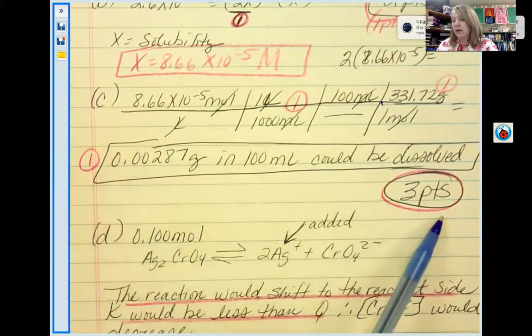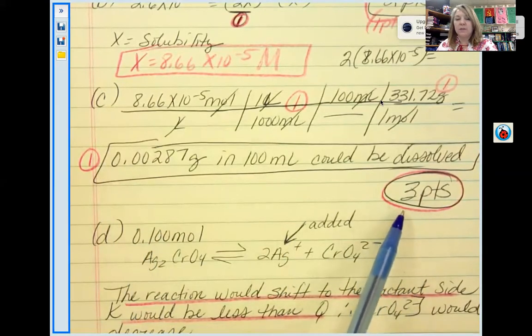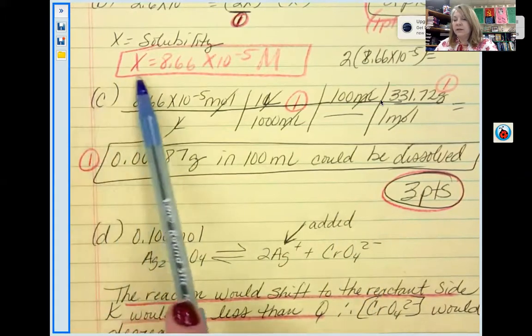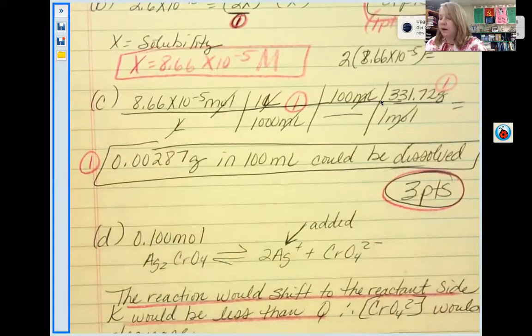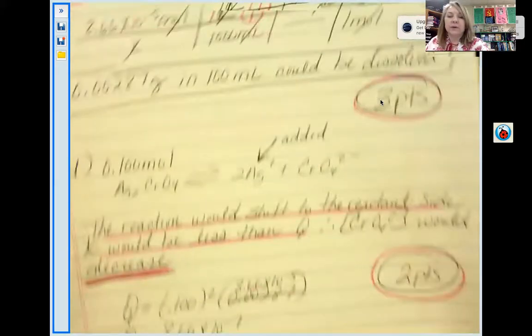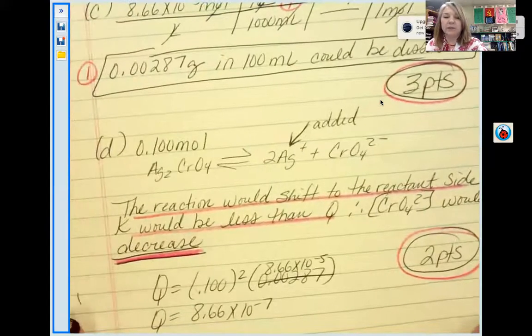All right, so if you got a 2 out of 3 on that, that's where you missed a point somewhere along the way. You may not have even included this number in it, and so I probably made a note on your paper. All right, let's move on and look at D real quickly, and you can go back and rewind this video if you need to.